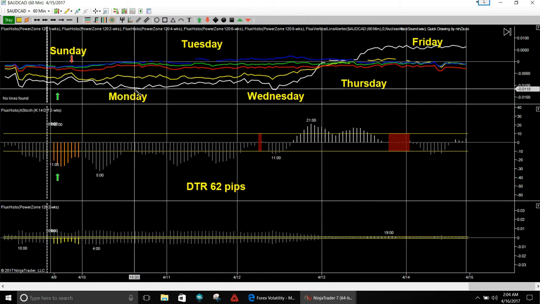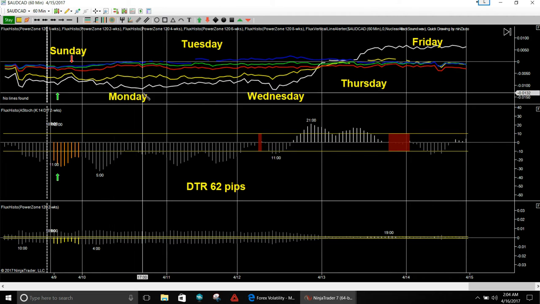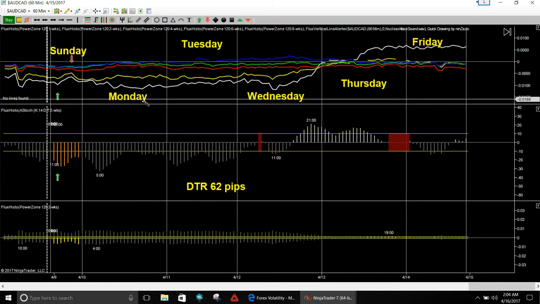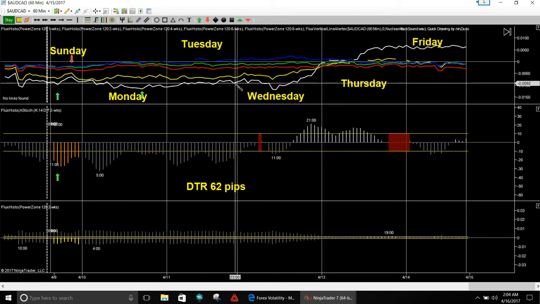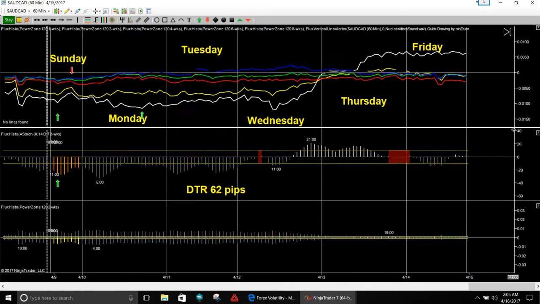Until, let's see, I don't know if this is lower than this. This is lower. So right here, 1700 on Monday, it's going to go back up. And it's just going to go sideways. It looks like it's going up, up, up, up. Then we're going to bottom out here on Wednesday. Pull this down a little bit.